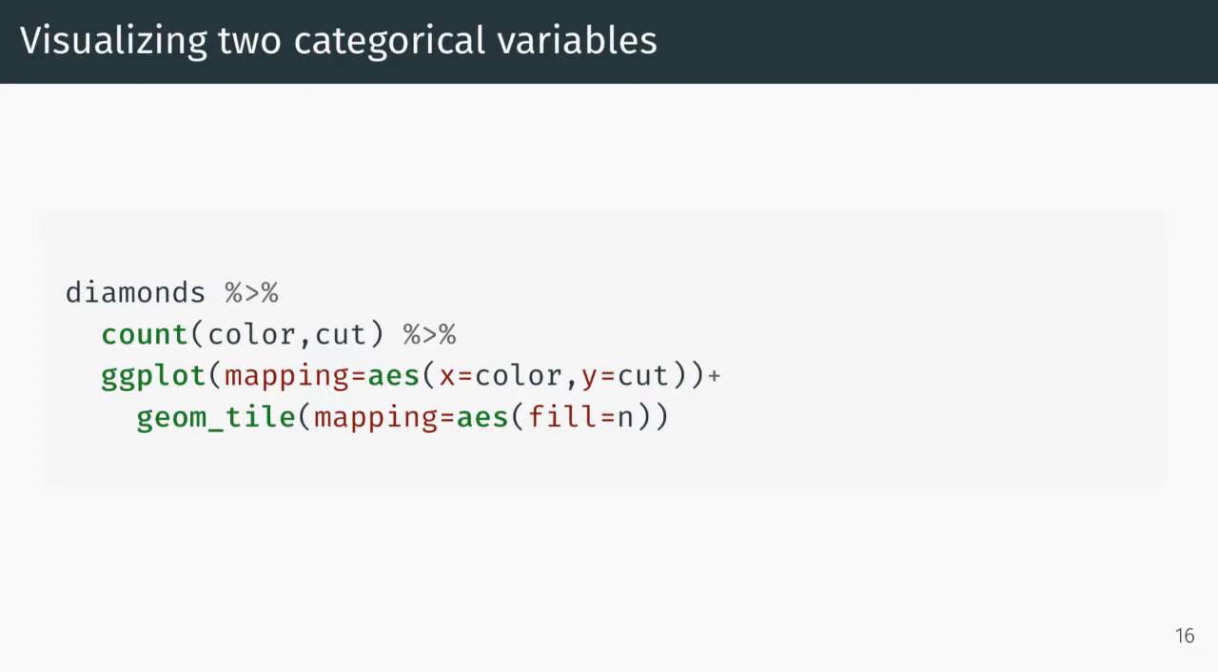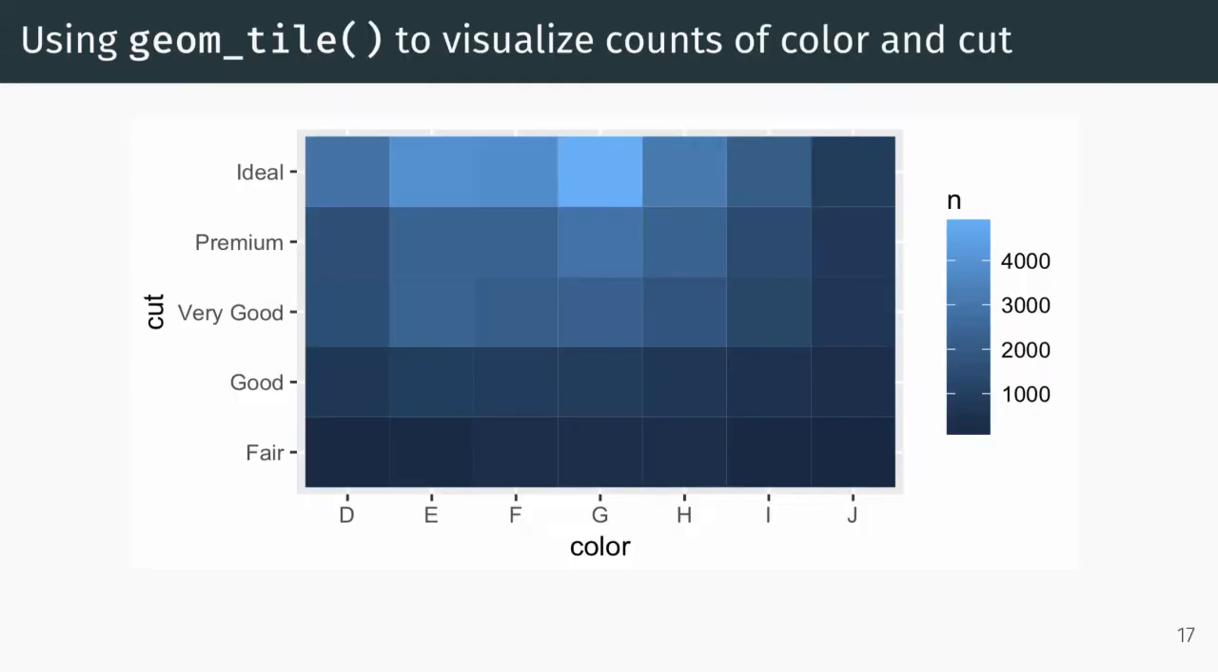Okay, we can visualize two categorical variables at the same time with a tile. This geom_tile, it's easier if I just show you what it looks like. And the fill is n. So the fill is the number of diamonds of this kind. So the largest number is the lightest color.